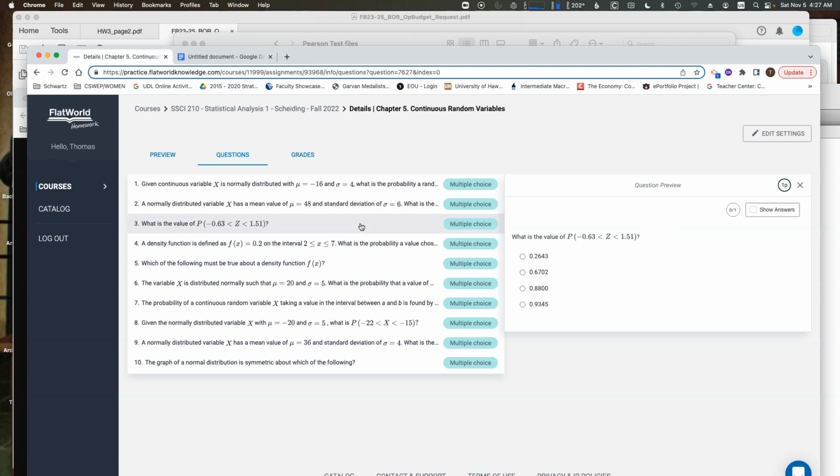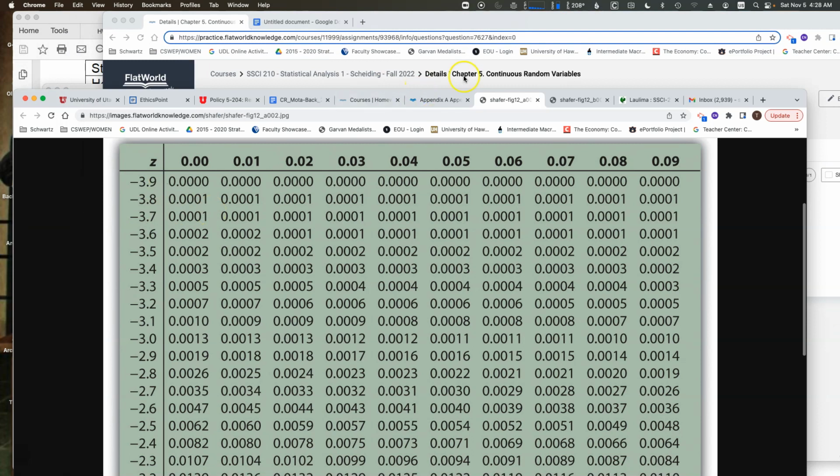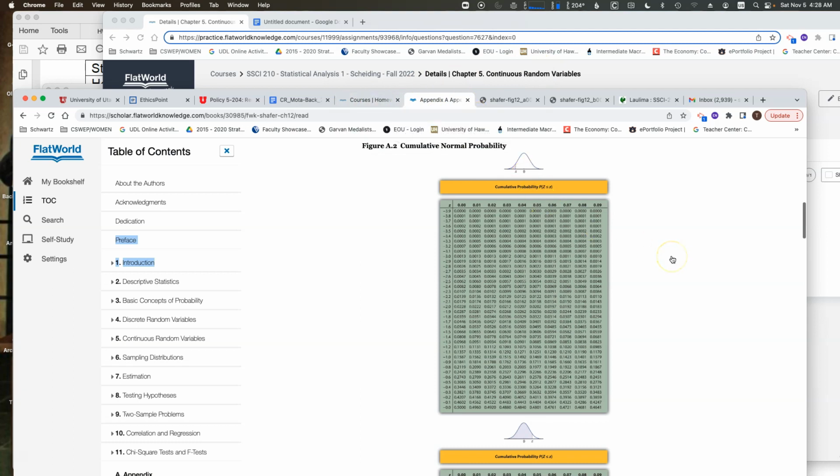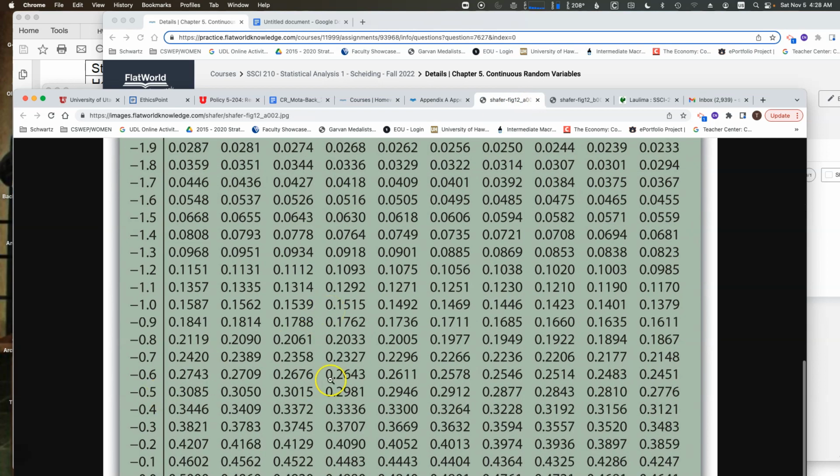Again, try to follow my strategies here. Try to get a sense of how I'm solving these, applying the knowledge basically from chapter 5. So now I'm looking for the probability of my z-score being between negative 0.63 and 1.51. So we're going to need our table. We're going to have to find 1.51 and 0.63. Negative 0.63 is right here. So that value for negative 0.63 is 0.2643. So let's try to remember that.